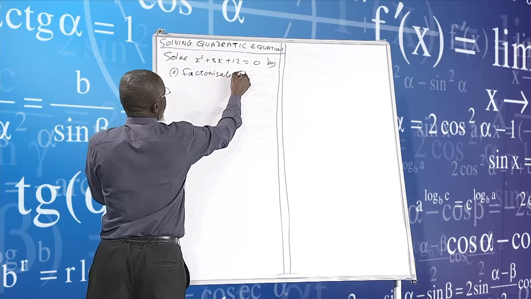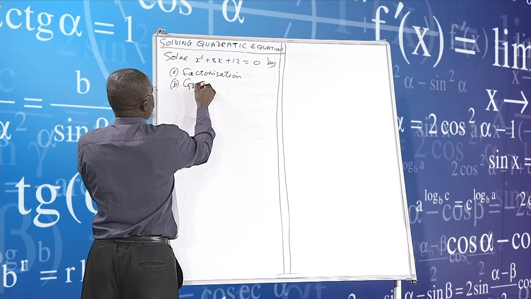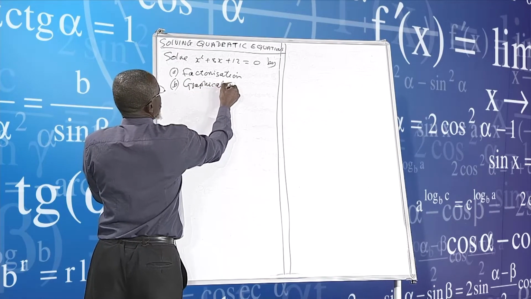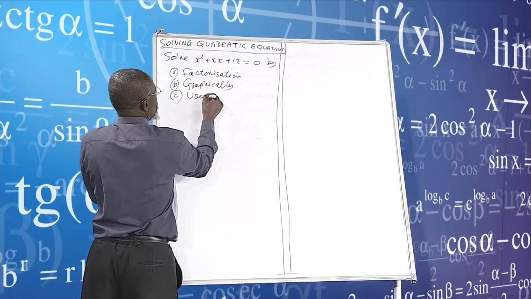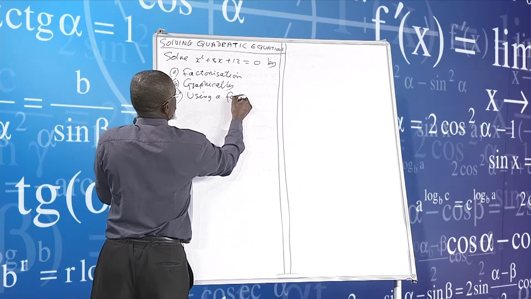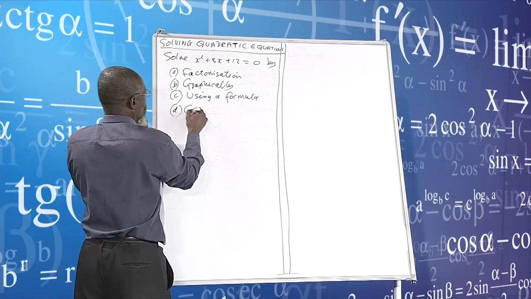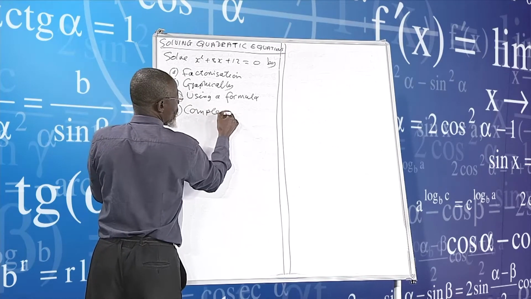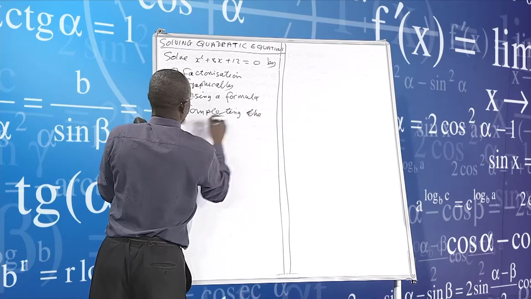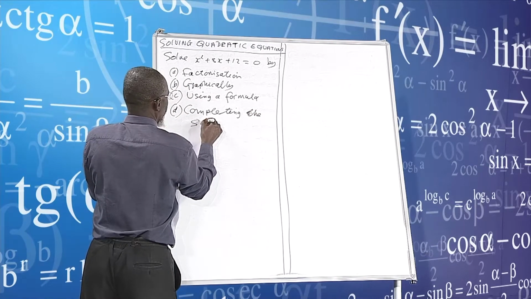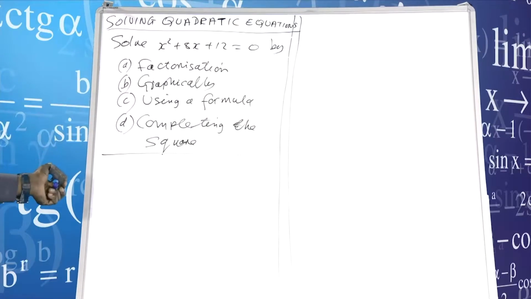You can be asked to solve by A, by factorization, which we did last time. And then B, you can also solve graphically. And you can also solve using a formula. And D, you can also use completing the square. So we can use all those four methods to solve.